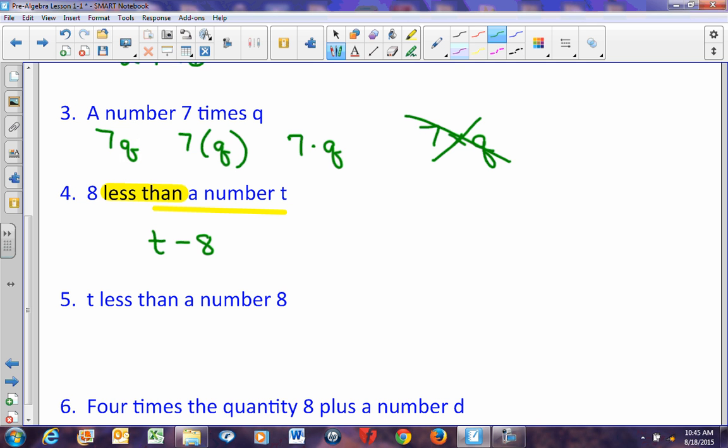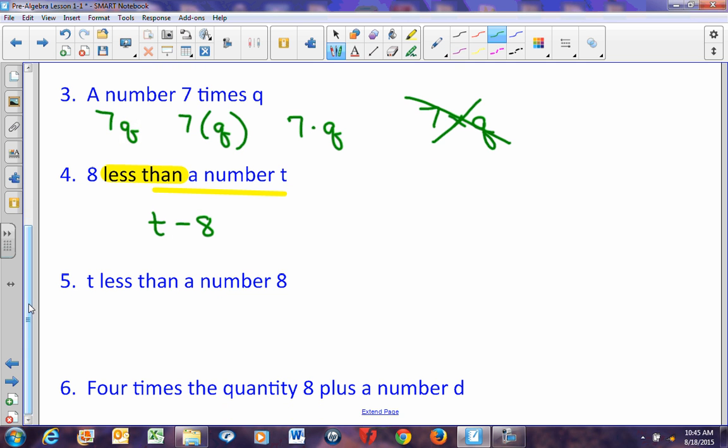Number 5 says t less than a number 8, which is the exact opposite of what 4 says. So 5 says that 8 comes first, and then we subtract t from it. And notice how I put a little tail on my t's, so they do not look like addition signs.